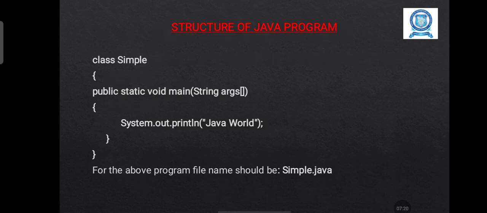And one very important thing is, the name of the Java file should be the name of its main class. The main class is nothing but the class which will have the public static void main function. So in our program, the name of the main class is simple. So our Java file should be saved with the name simple.java.